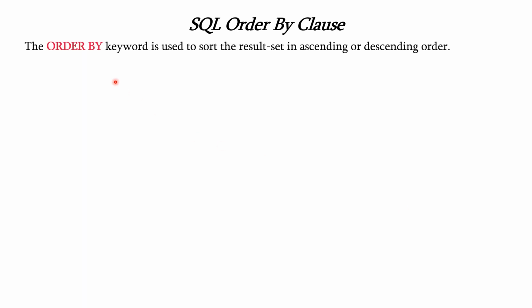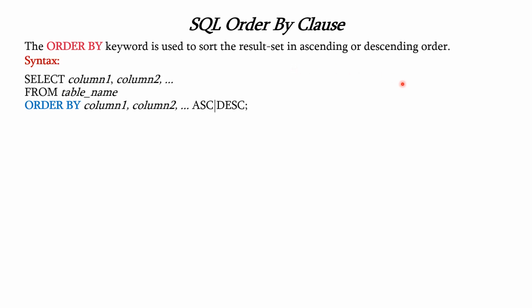Next we have the order by clause. The order by keyword is used to sort the result set in either ascending order or descending order. The syntax is select column names from the table name. The keyword we have to use is order by, followed by the columns based on which we are sorting. After this we have to use the keyword ASC or DESC.